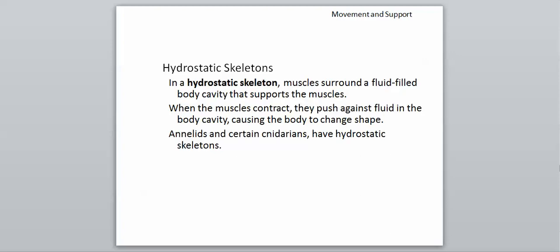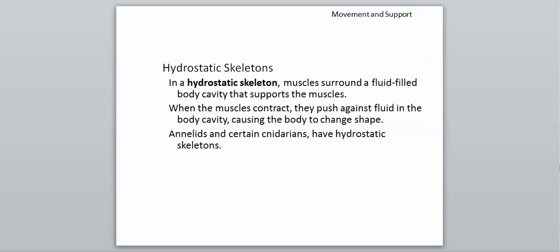So our first skeleton, it's been a while since we've mentioned this, but we have gone over it, is called the hydrostatic skeleton. This forms when muscles surround a fluid-filled body cavity that will support the muscles. And so when the muscles contract, they push against fluid in the body cavity, which will cause the body to change shape.